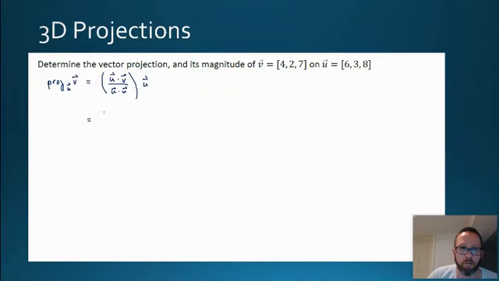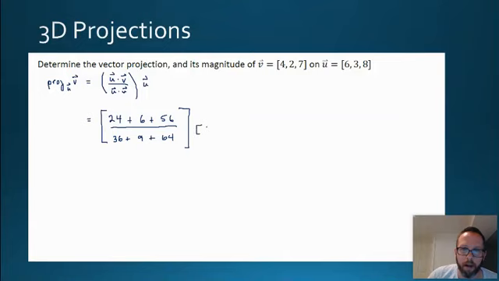So U dot V, I might just use a square bracket here. So on the top, we will have 24. So remember, we're multiplying the components together and adding. 24 plus 2 times 3 is 6, plus 7 times 8 is 56. U dot with U gives us the magnitude squared. So 6 times 6, 36, plus 9, 8 times 8 is 64. And we'll multiply that by vector U, 6, 3, 8.